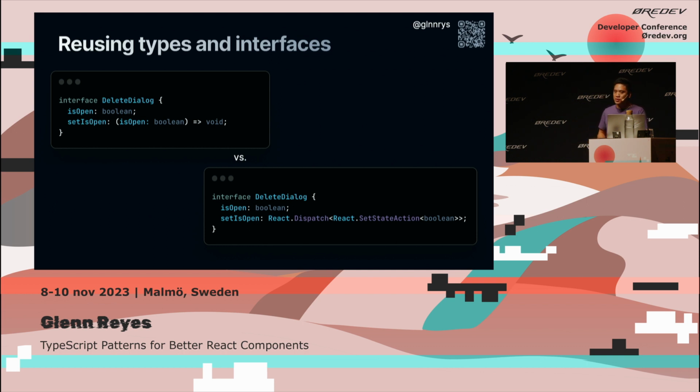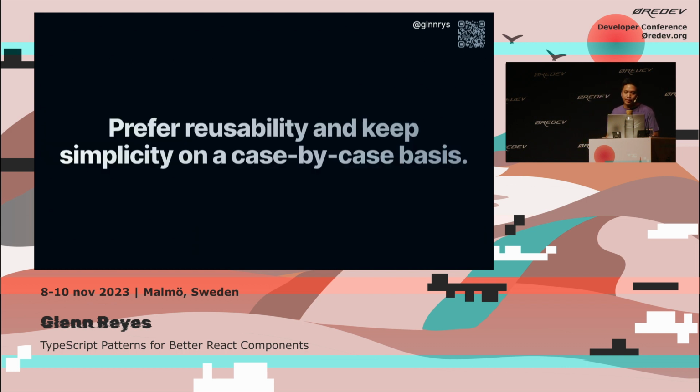So to answer this question, I think it depends. And personally, I actually like this accuracy, but maybe I'd like to keep utility types as well until coworkers start to complain how unreadable the code gets. And so there is no one-size-fits-all solution, but I generally like to prefer reusability and keep simplicity on a case-by-case basis.